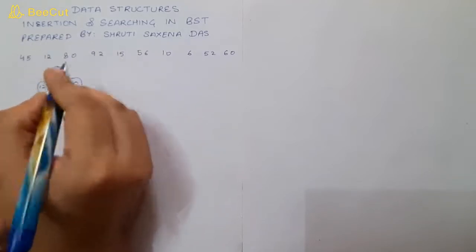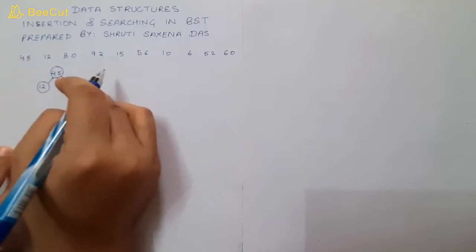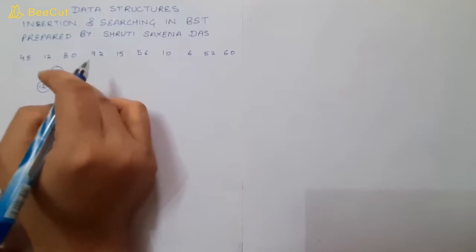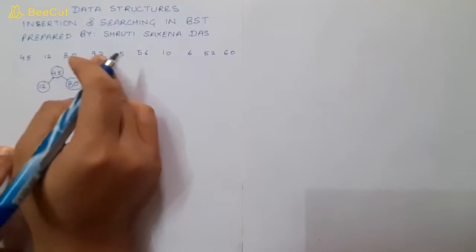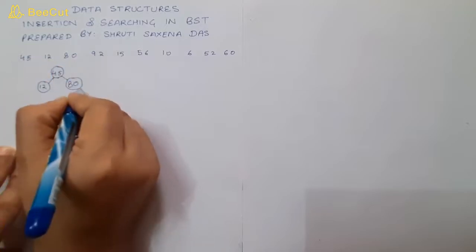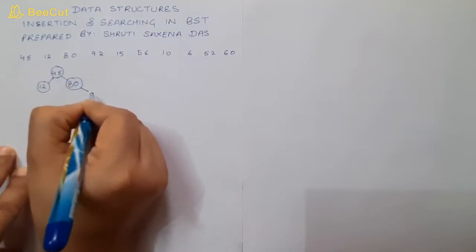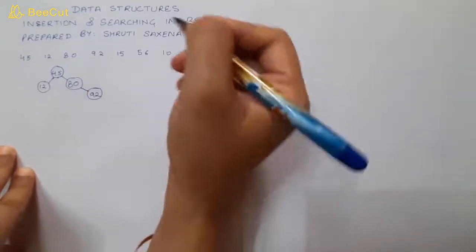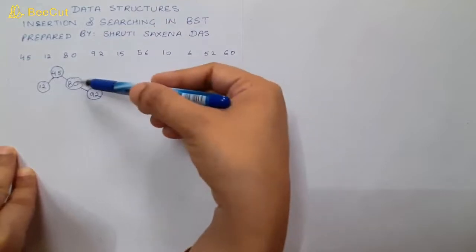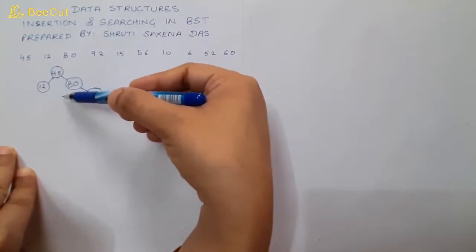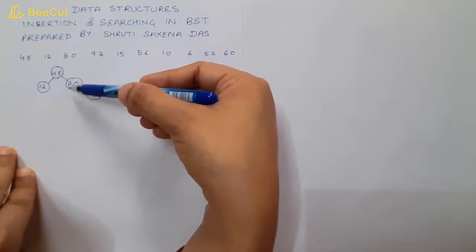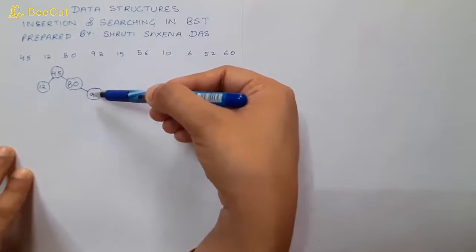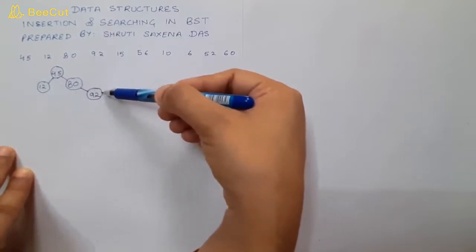So 92 is greater than 45, so we'll come to the right. In the right we have a node whose value is 80. Now again you'll compare 92 with 80. 92 is greater than 80, so it will be inserted in the right of 80. Every node should follow this property: the nodes in the left should have values less than that node, and in the right it must have greater value nodes. So 92 is greater than 80, that's why we have attached it like this.